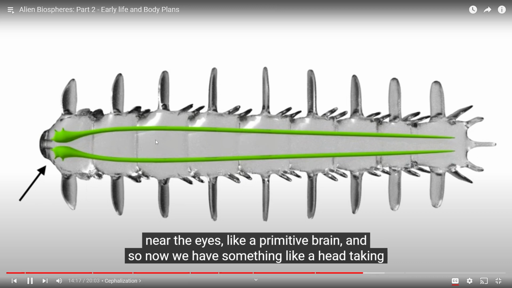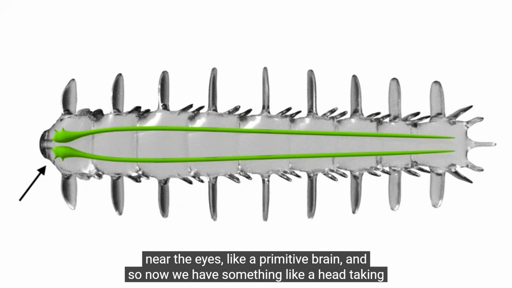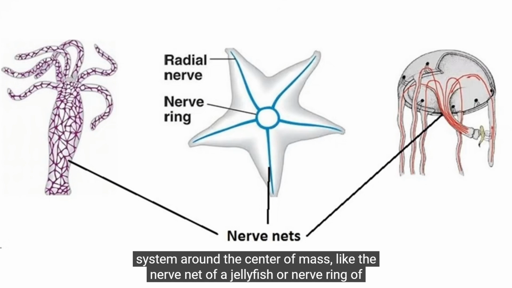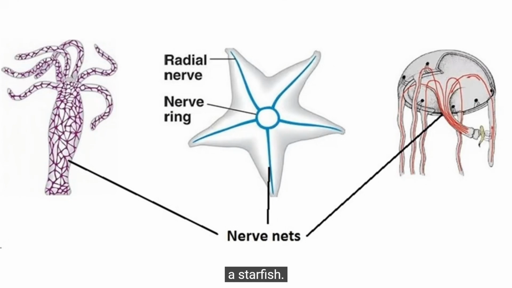...evolves near the eyes, like a primitive brain. And so now we have something like a head taking shape. Meanwhile, in radially symmetrical body plans, cephalization may involve grouping the nervous system around the center of mass, like the nerve net of a jellyfish or the nerve ring of a starfish.